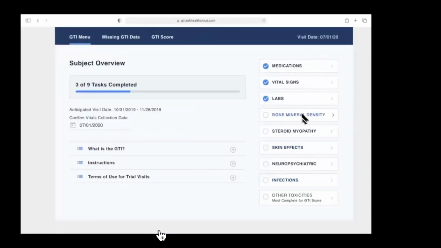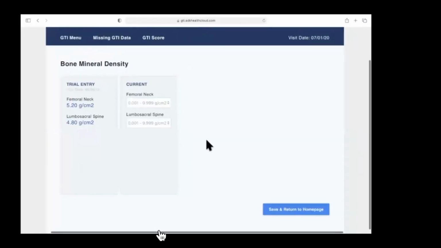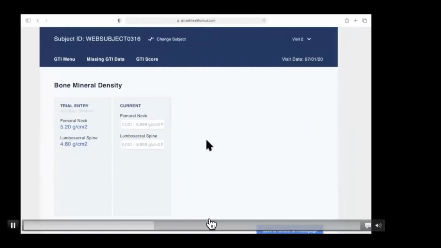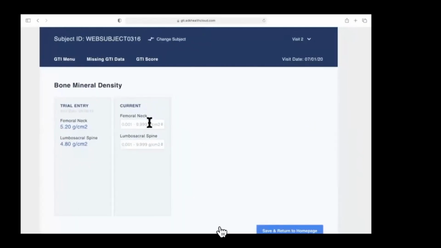Bone mineral density is a very sensitive indicator of prednisone. So the bone mineral density is 5.1 at the femoral neck and 5.0 at the lumbosacral spine.